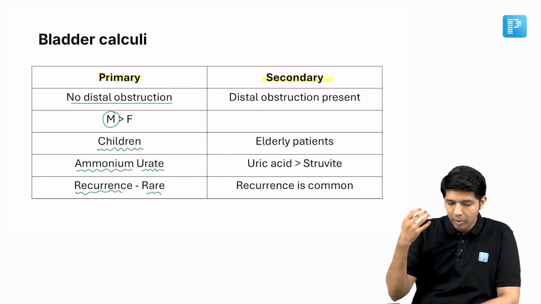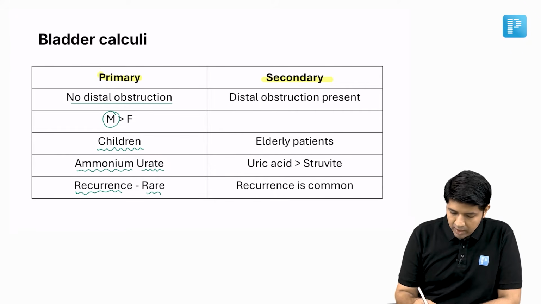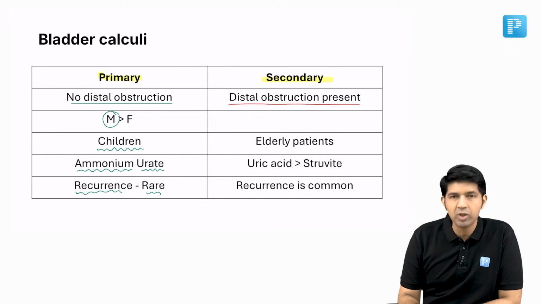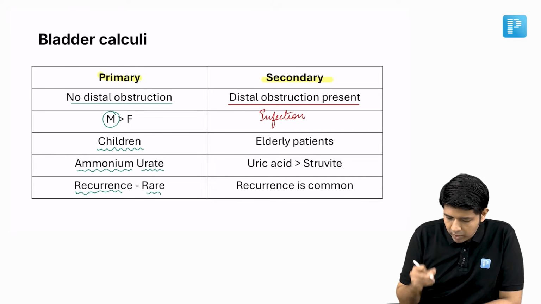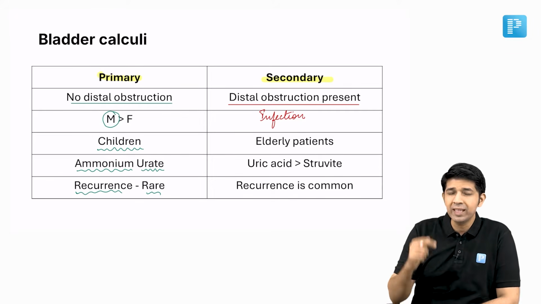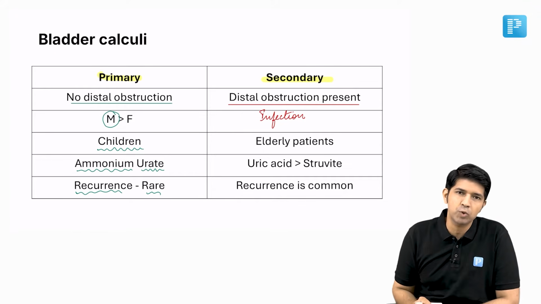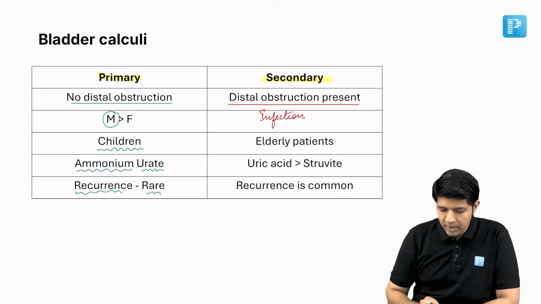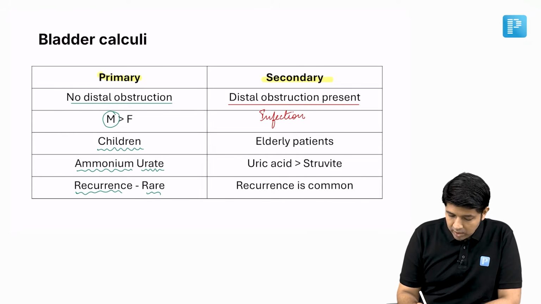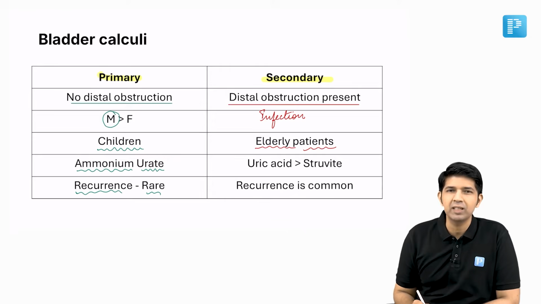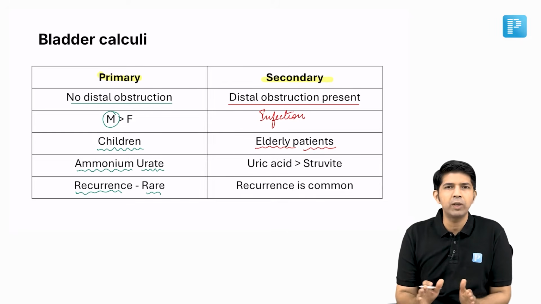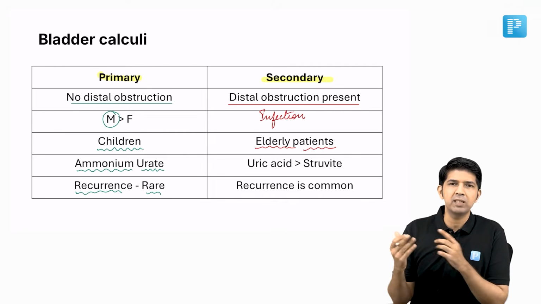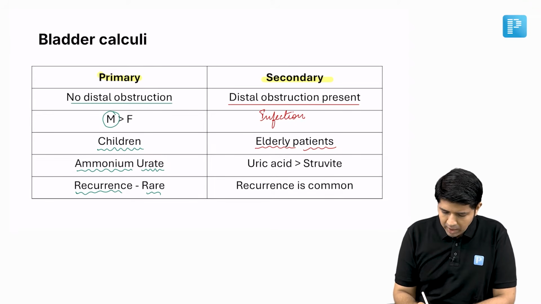On the other hand, when we talk about secondary urinary bladder calculi, here most of the time there is a distal obstruction, or some sort of urinary infection. So these two conditions can lead to formation of a stone in the urinary bladder, and that is what we call a secondary bladder calculi. Now here the patients who are commonly involved are elderly patients. Simple common sense: distal urinary tract obstruction, most common is benign prostatic hypertrophy. BPH is more common in elderly patients. So just remember that secondary bladder calculi is more common in elderly patients.